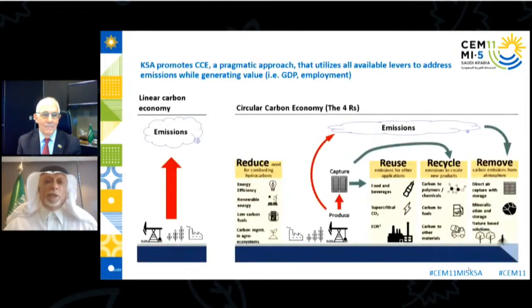In general terms, this schematic just shows you that there are 2 models here. One is, if you look at the left side, only a linear carbon economy where all emissions are emitted to the atmosphere. However, the circular carbon economy looks at the 4 strategies, starting with reduce. No matter how much you do on reduce, you need to also look at the other components: reuse, recycle, and remove. This is just to show you that this can provide a way forward as we go along.